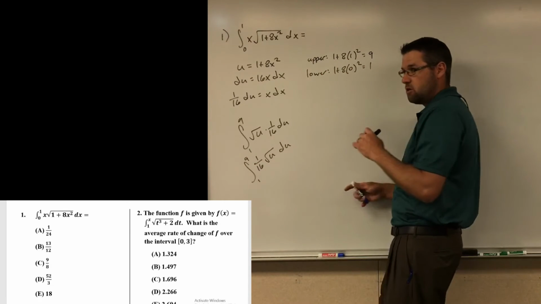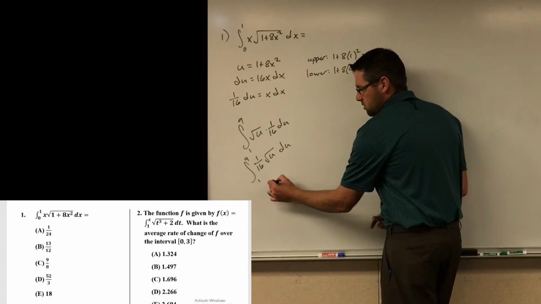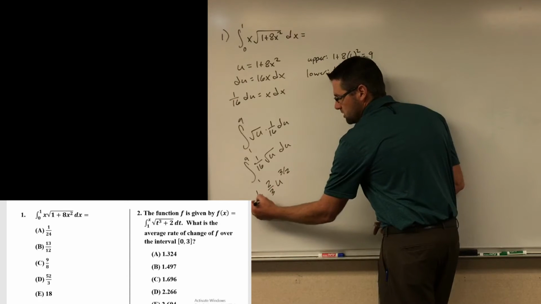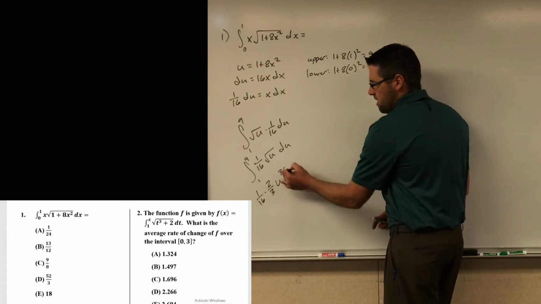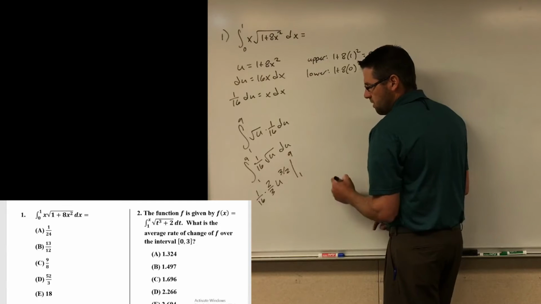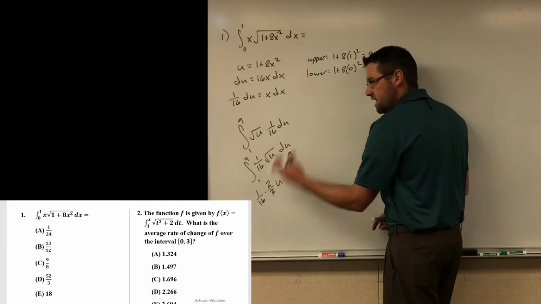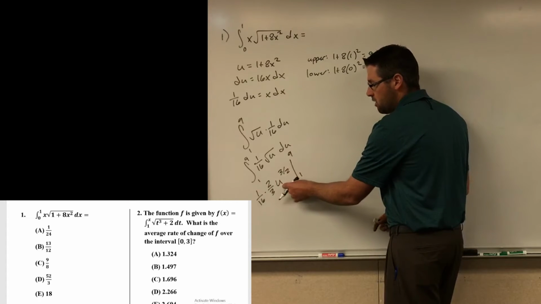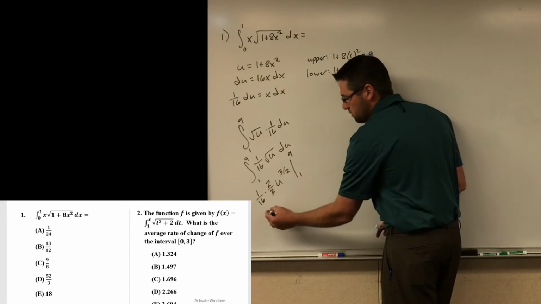What's the antiderivative of square root of u? u to the 3/2 times 2/3, and then times 1/16 because that's already there, right? Evaluated from 1 to 9. Am I right there? Again, take the derivative and make sure. 3/2 times 2/3 cancels each other out. u to the 1/2, and you get the 1/16, so we're good.